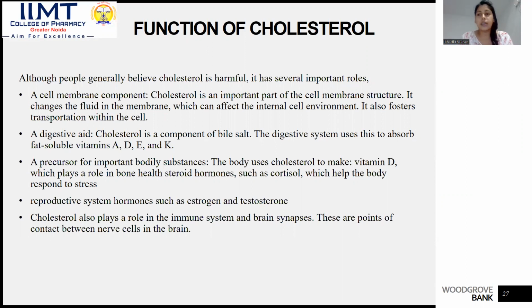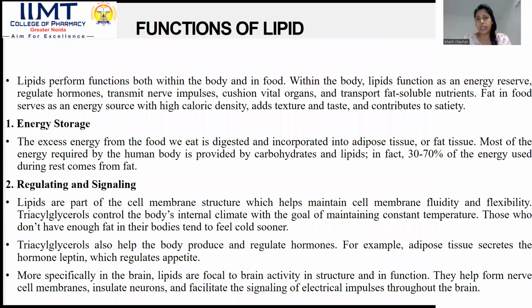A digestive aid: cholesterol is a component of bile salt. The digestive system uses this to absorb fat-soluble vitamins A, D, E, and K. A precursor for important bodily substances: the body uses cholesterol to make vitamin D, steroid hormones, and cortisol, which helps the body respond to stress. It also makes reproductive system hormones such as estrogen and testosterone. Cholesterol also plays a role in the immune system and brain synapses. These are points of contact between nerve cells and the brain.